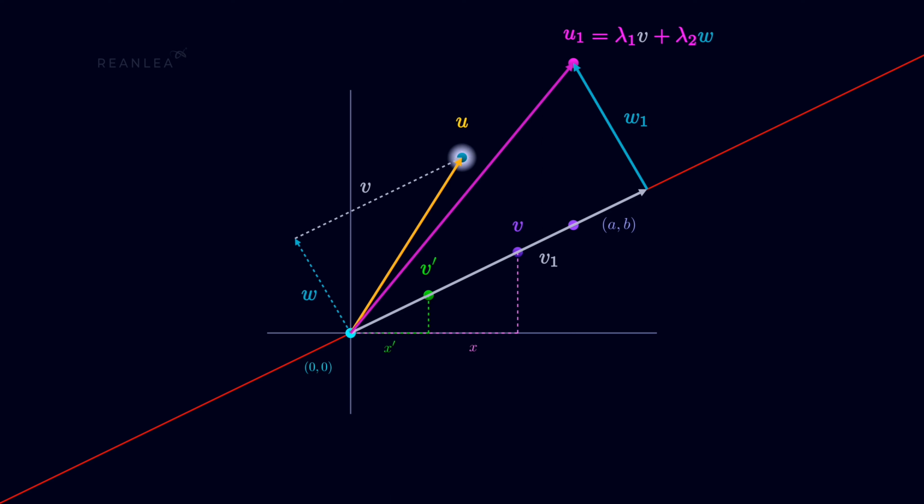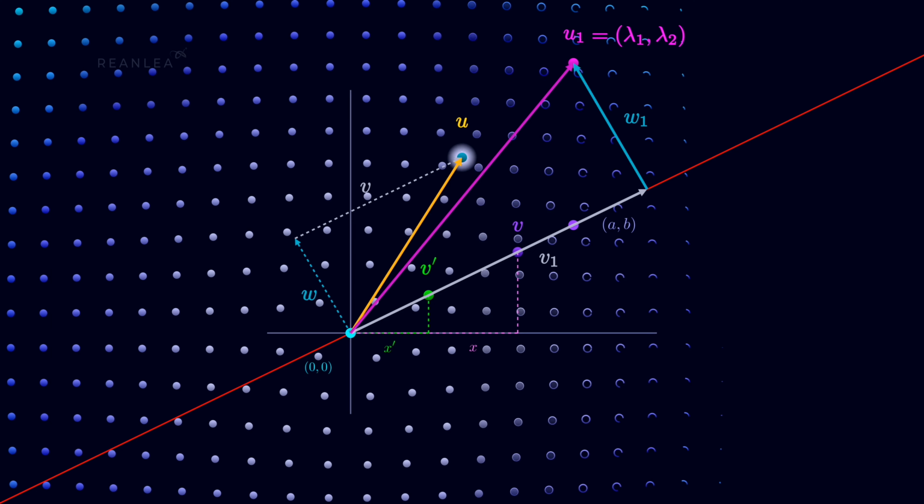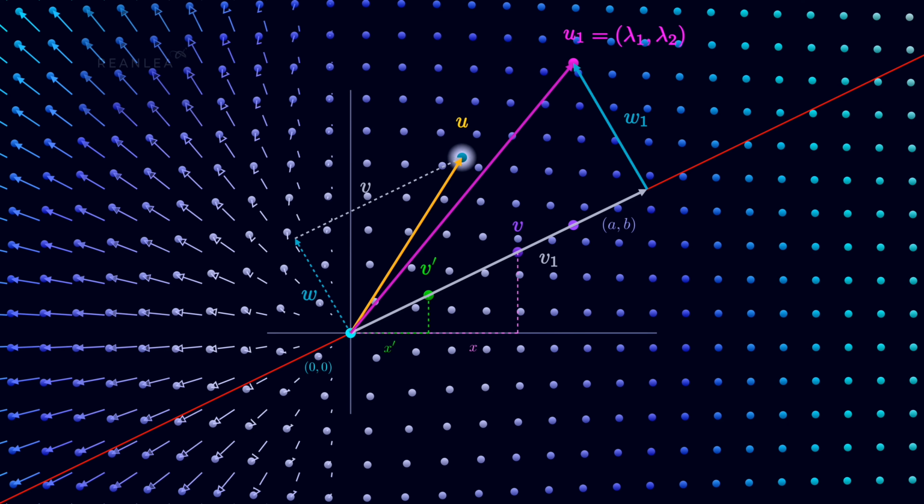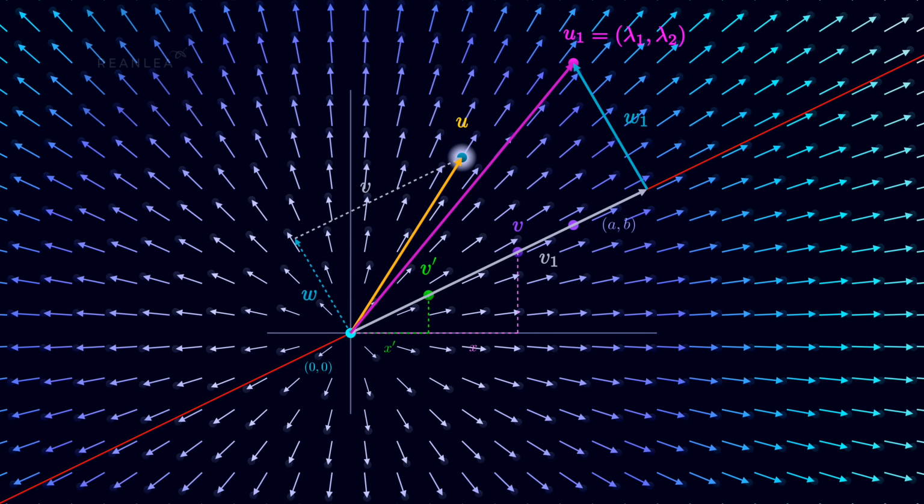And let it be some lambda 1 v plus lambda 2 w. That is, with respect to v and w, we can express the vector u1 as lambda 1, lambda 2, which are the scaling factors of the first and second coordinates. Now since u1 is an arbitrary one, therefore all the required vectors of R2 can be expressed as a linear combination of these two linearly independent vectors. And we can express all the vectors as a tuple of scaling factors associated with v and w.